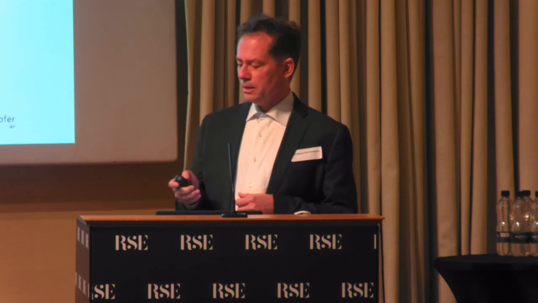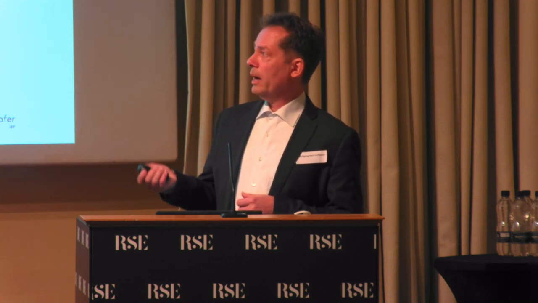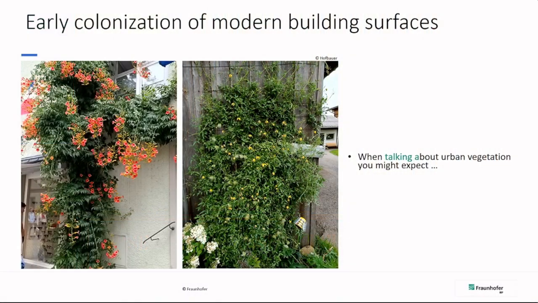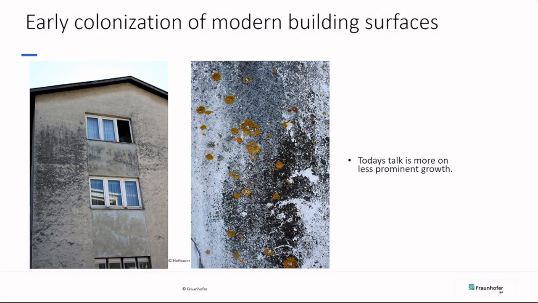When you talk about urban vegetation, you usually would expect perhaps something like that, like plants growing at buildings, between buildings, and so on. But today's talk is more on less prominent growth. And well, it depends on your view, if you find it nice or not nice. I will come to that later on.